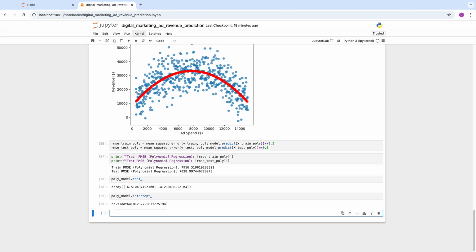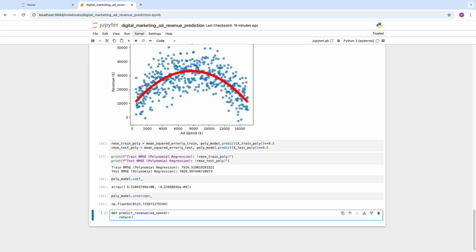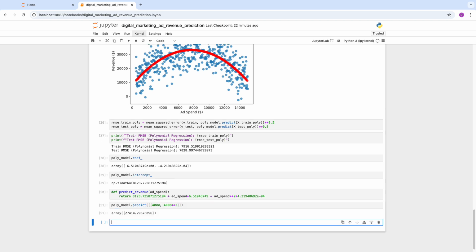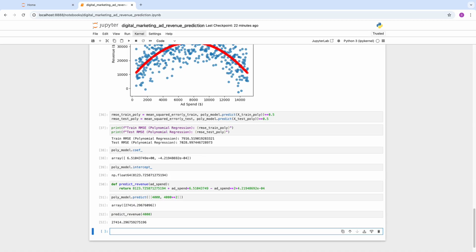Now that we know the underlying weights, let's write our own predict function, creating a function named predict_revenue that takes in the ad spend as input. I'll return the bias term plus the ad spend times its weight and the ad spend squared times its weight. We'll first do model.predict on 4,000. The predicted revenue is about 27,414. Then we'll call our custom function with the ad spend as 4,000, and we get the same result. That shows our helper function is working correctly since it matches the model's prediction.